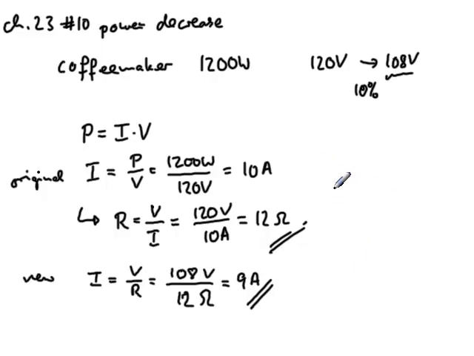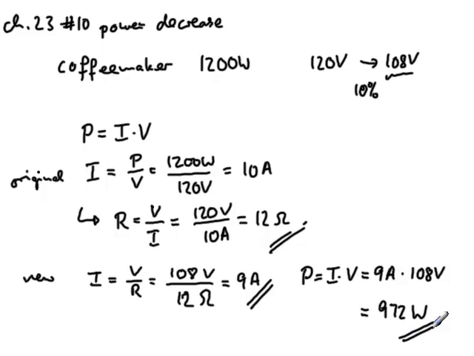Okay, let's see what the power is. So the new power is current times voltage, which is the just calculated 9 amps times 108 volts, and that one comes out to 972 amp volts, which of course is watts. So the total power has decreased appreciably from 1200 to 972 watts, approximately by 20%.